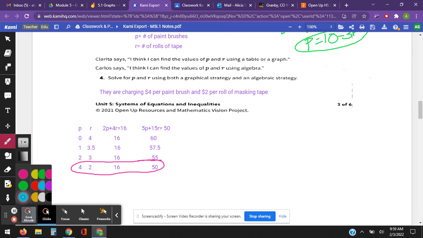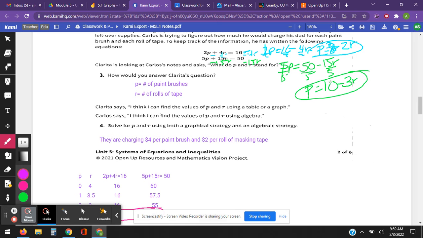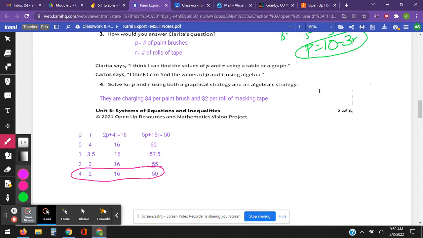Now, I personally feel like it's easier to solve these two together to be able to figure that out. So I'm going to go back to these two equations, and since they both equal P, I'm going to make them equal to each other.